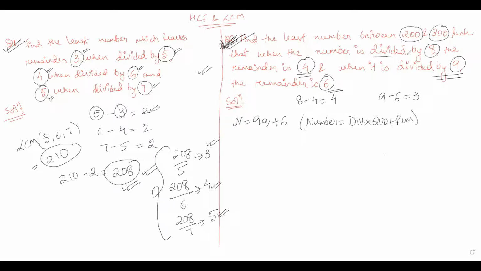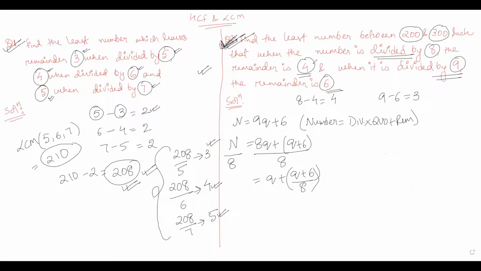Again, if we use the first condition, which says that the same number when divided by 8 leaves a remainder of 4, let us try to restructure it and write it in this form: 8q plus 6. So the same number can be written as 8q plus 6. Now, when we divide this number by 8, the whole number would be divided by 8.